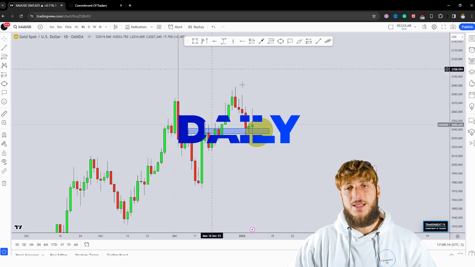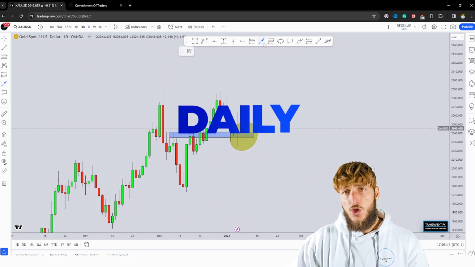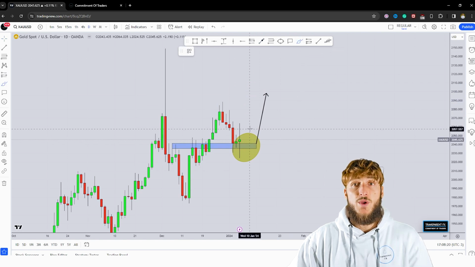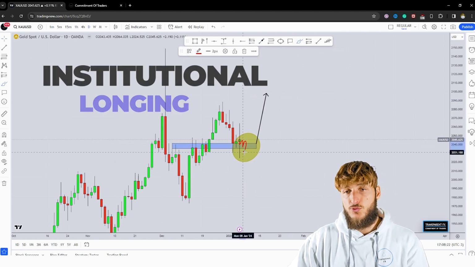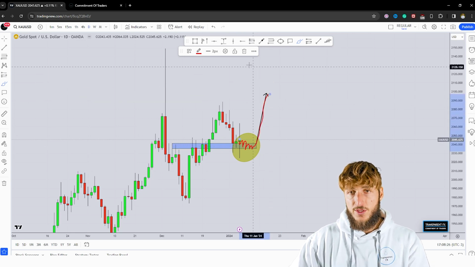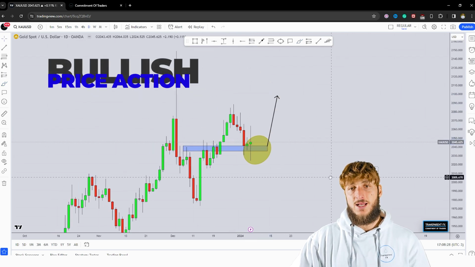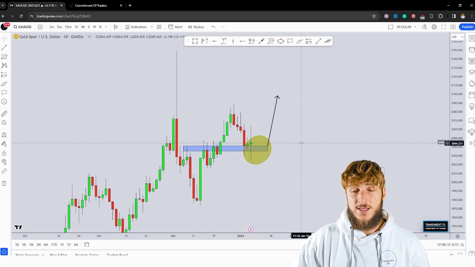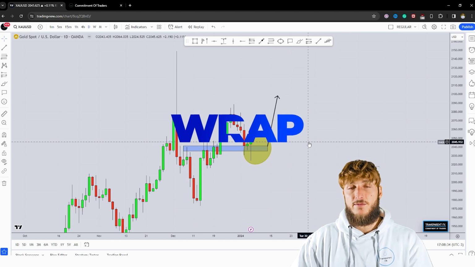Now, moving back to the technical side of this market, since this area is a confluence of support zone, we have the possibility of seeing more institutional longing inside of this zone, which at that point could increase the probabilities of a potential rejection to the upside away from this level. So what would I expect in a situation like this? Well, as usual, trading is reactive and not predictive.